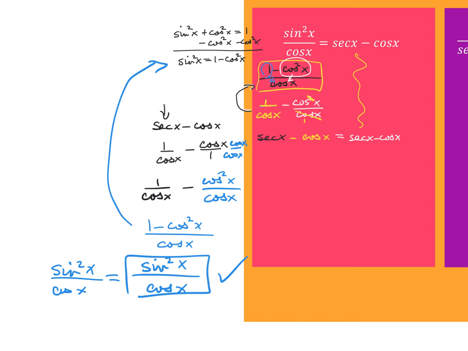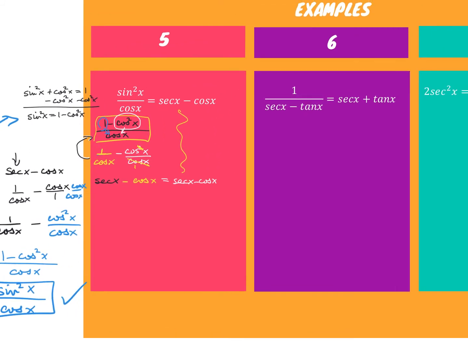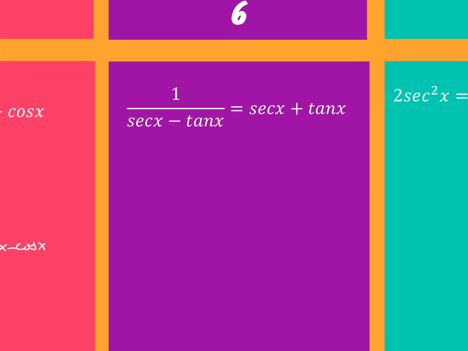All right, let's try number 6. Now, this is the one where it's a little different. Now, in tonight's homework, you will not have to multiply anything by a conjugate. That's what we're going to do to solve this one.